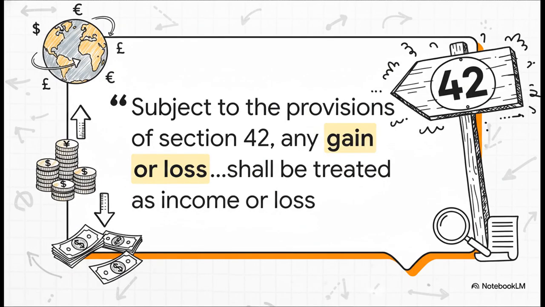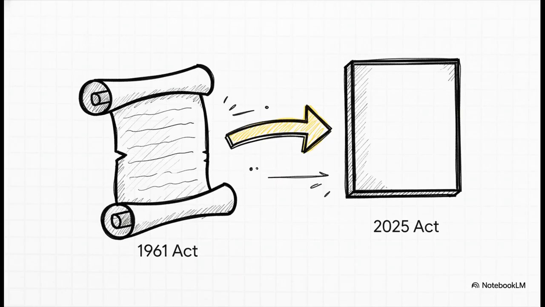And if you look at the actual text of the law, you can see it right there. It says any gain or loss shall be treated as income or loss, plain and simple. But, and this is a huge but, look at those first few words, subject to the provisions of Section 42. That's a massive clue. It's the law telling us, hey, there's an exception coming, so pay attention. Now, for those of you who've been navigating the tax world for a while, this idea probably feels familiar. And you're right. Section 43 of the 2025 Act is essentially carrying the torch from Section 43AA of the old 1961 Act. So there's a good bit of continuity here, which is always nice to see.